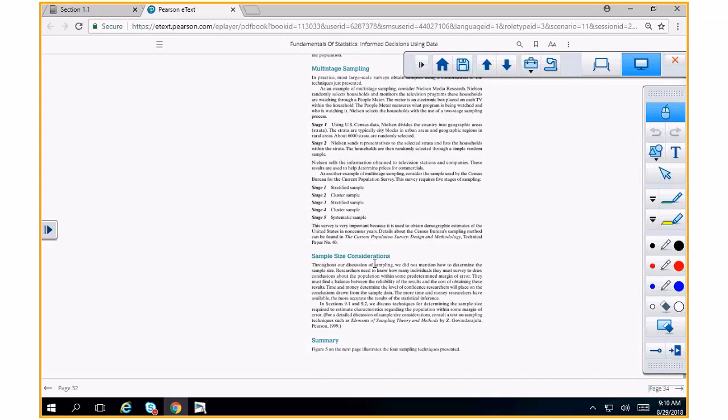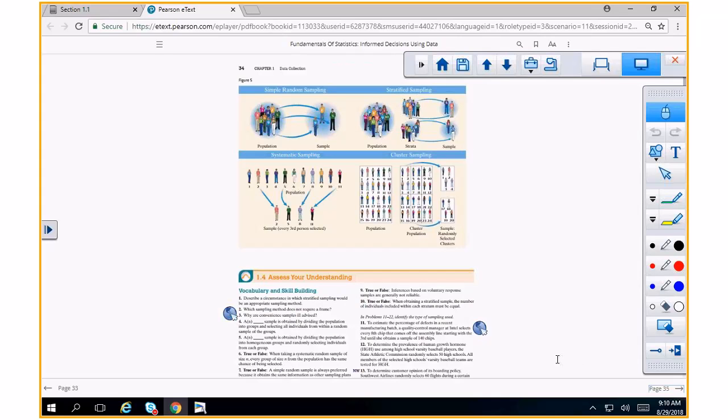We're going to talk about sample sizes later. I'm not going to talk about that right now. And there's examples of sampling right there. I'm not going to go through that. You can look at it.